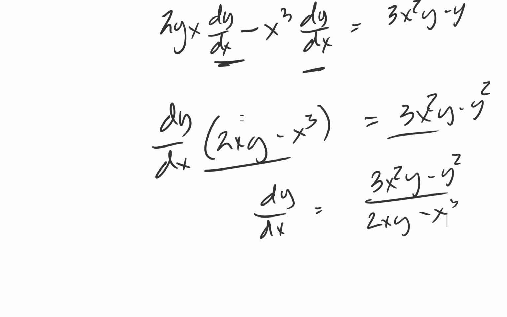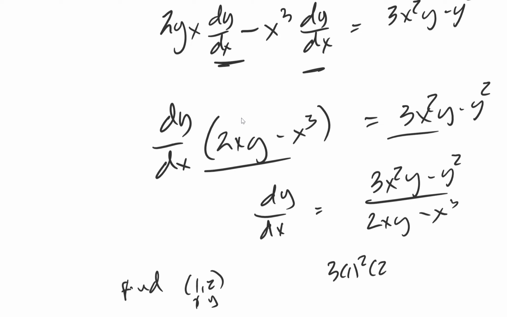Now sometimes they add in an extra part, like they'll say find at (1, 2). All that means is plug in 1 for x, 2 for y. So in this case it'll be 3 times 1 squared times 2 minus 2 squared, over 2 times 1 times 2 minus 1 cubed. That's all it is. Simplify, get your answer. And if it's free response, leave it like that. But that's all implicit differentiation is.